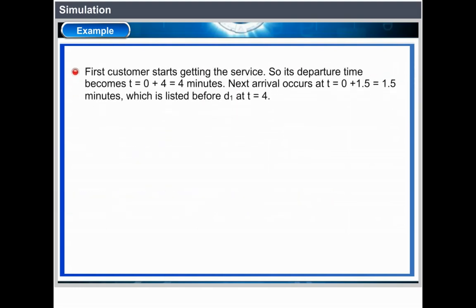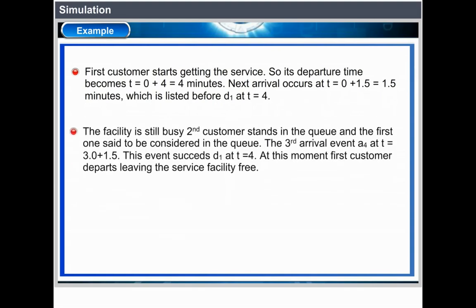The first customer starts getting the service, so its departure time is t = 0 + 4 = 4 minutes. The next arrival occurs at t = 0 + 1.5 = 1.5 minutes, which is listed before D1 at t = 4. The facility is still busy. The second customer stands in the queue. The third arrival event A3 occurs at t = 3.0, and the next arrival A4 at t = 3.0 + 1.5. This event succeeds D1 at t = 4.